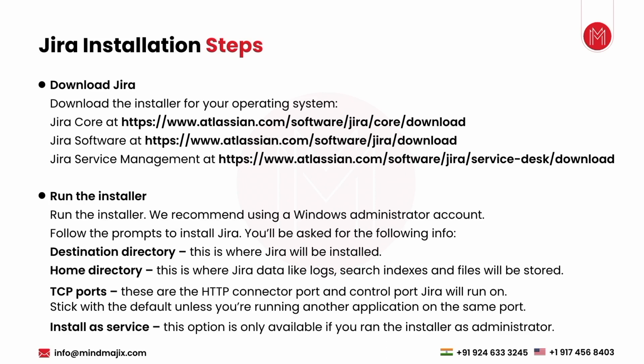When you install it, you will get a destination directory. It will ask what destination you need to have the files saved in. This is where Jira will be installed, right? For the destination directory you need to have access so that the Jira software can be installed at your location. So if you give access to the C drive, the Jira software will be installed on the C drive.